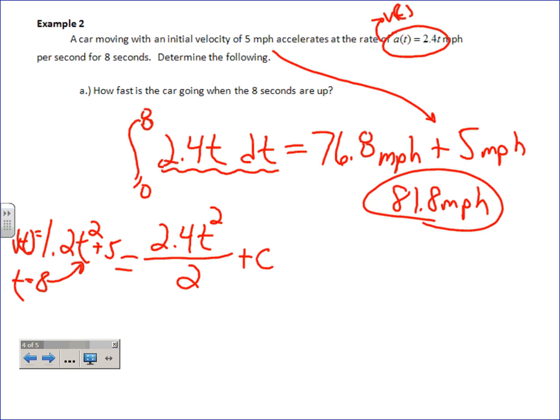Okay. Well, could you maybe explain why you had that look? I just thought you could just plug the 8 into the 2.4t. Okay, if I plug 8 into the acceleration, that would tell me the acceleration at time 8. That's all it would tell you. Which is actually a considerable acceleration if you think about it. That's pretty big.